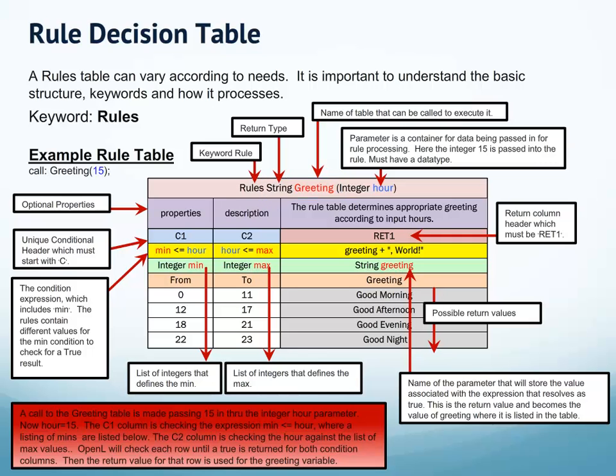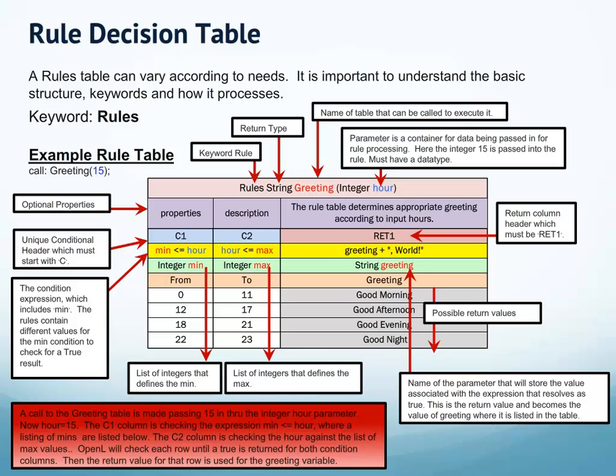So in an example, let's say in a spreadsheet formula there was a call to this table called greeting, and the parameter that was passed into greeting was the number 15, which might have been calculated from something else, but let's just say it's the number 15. So greeting starts to execute and uses 15 for the hour. Processing starts to go through condition column 1 using 15 as the hour, and then tries to go through and find a min where hour is less than or greater than 15.